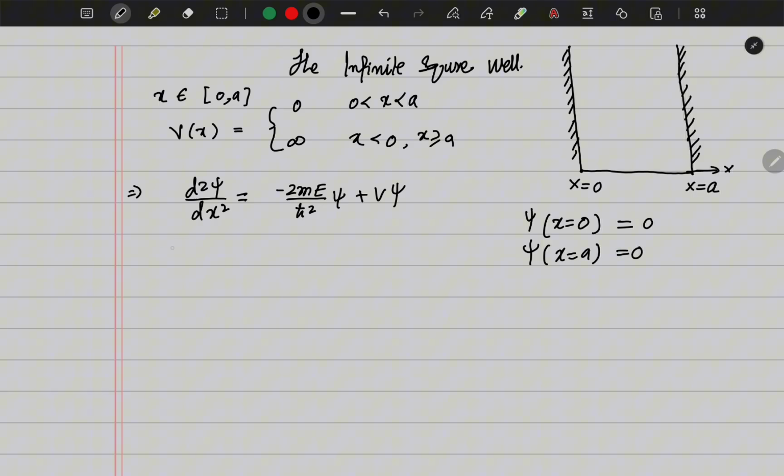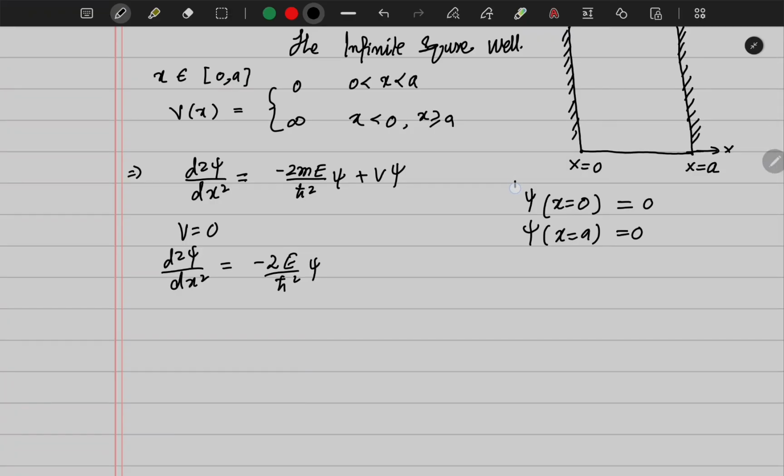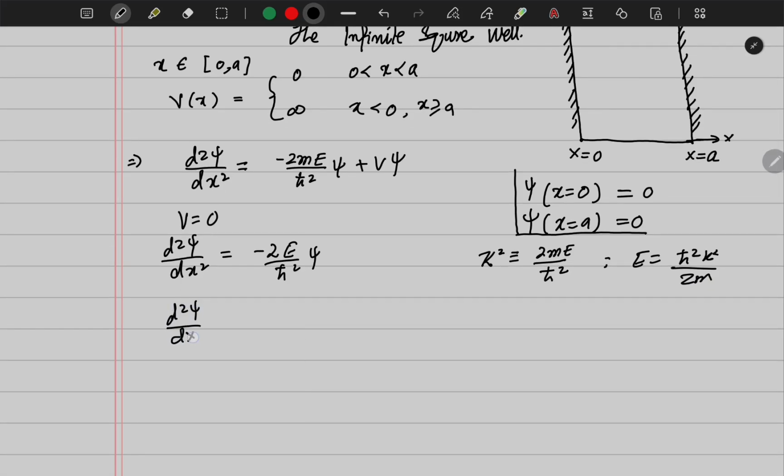Inside, V is equal to 0, so the Schrödinger equation reduces to d2 psi divided by dx squared is equal to minus 2mE by h bar squared psi. So this is a second order differential equation. We will simplify the equation by changing the variable. We will introduce a new variable k squared that is defined as 2mE over h bar squared. So the energy is given by E equals h bar squared k squared divided by 2m. Then the equation is written like this: minus k squared psi.